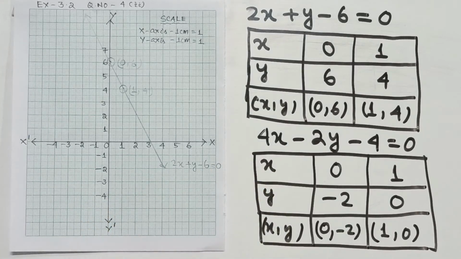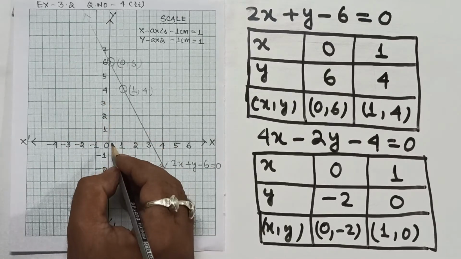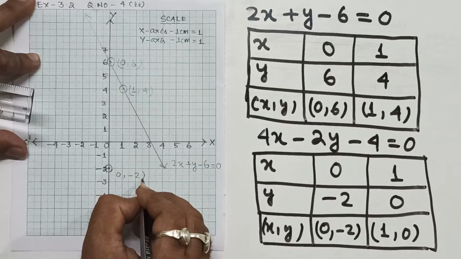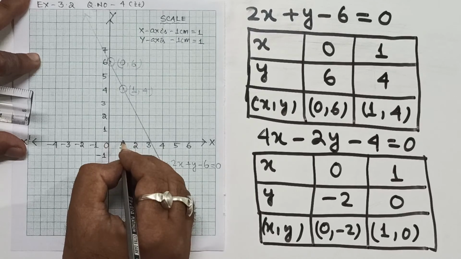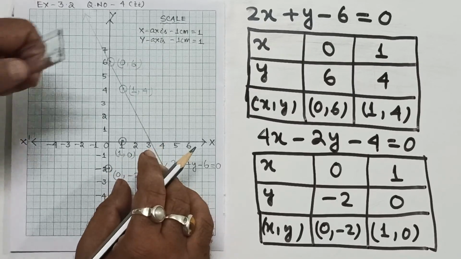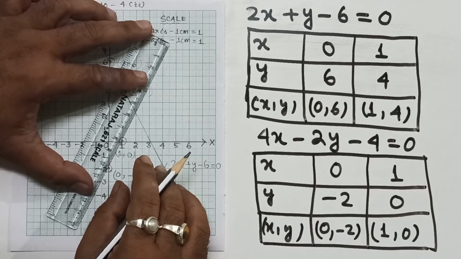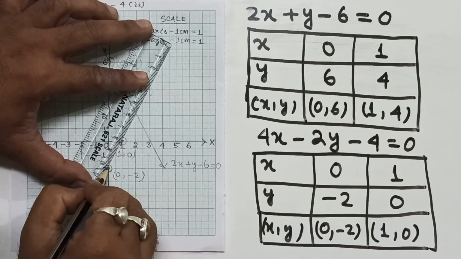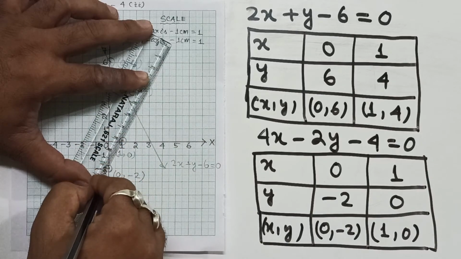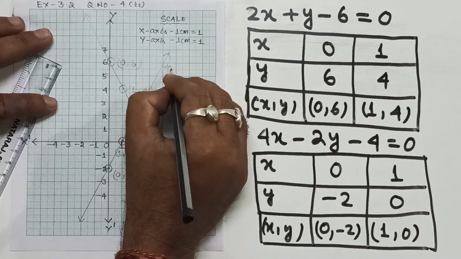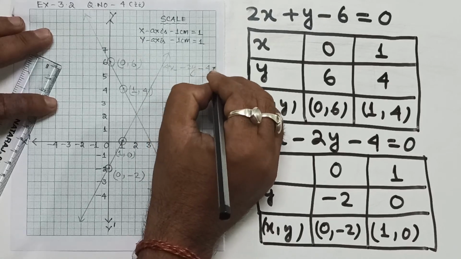Now come to the next equation, 4x minus 2y minus 4 is equal to 0. Points are 0, minus 2. This is the point 0, minus 2. Second one, 1, 0. This is the point 1, 0. Now we'll join these 2 points. So this is the line drawn for the equation 4x minus 2y minus 4 is equal to 0.